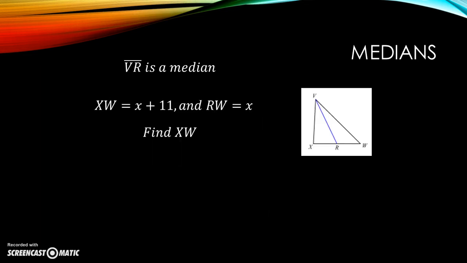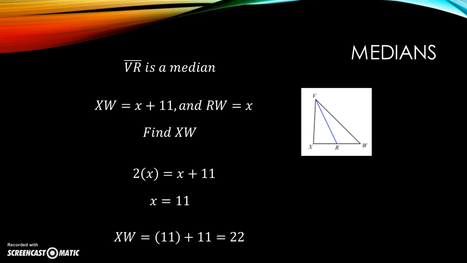Here we have XW, which is the whole thing, and RW, which is half. So we're going to double the half, so we have RW twice. So x plus x equals x plus 11, or 2x equals x plus 11. Subtract x and you get 11 for x. It wanted to know how big is the whole thing. 11 plus 11 is 22.